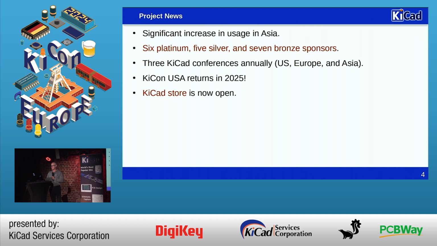We currently have 6 platinum, 5 silver, and 7 bronze sponsors. Interestingly, we have no gold sponsors, so it seems like everybody wants the platinum or the bronze. So it's interesting. We're going to have 3 KiCad conferences annually. I'm happy to announce that there will be one in the U.S. next year, along with the Europe and Asia conferences. And so the next one, I think, says it all. Even though the first KiCon was in the United States in Chicago in 2019, we haven't had one since.